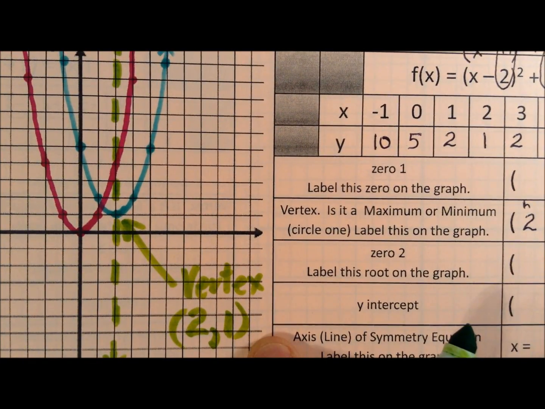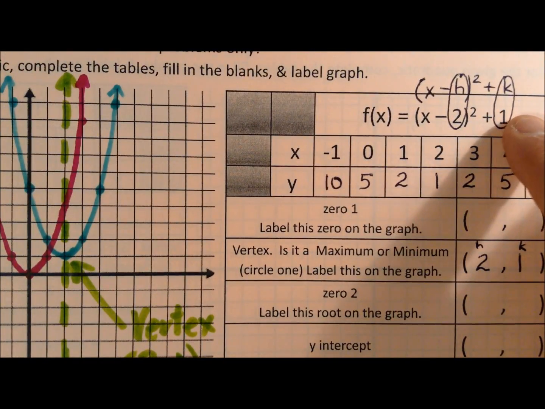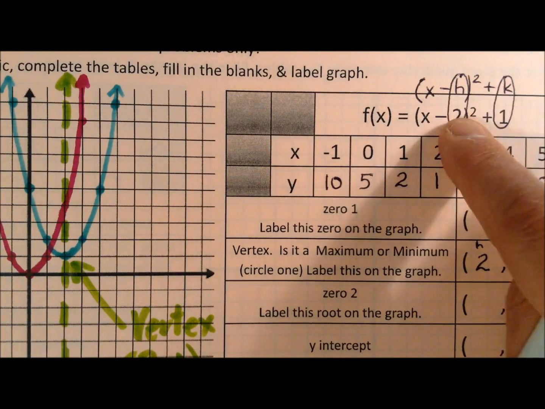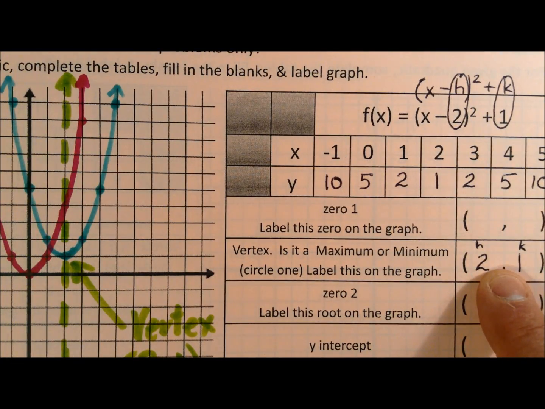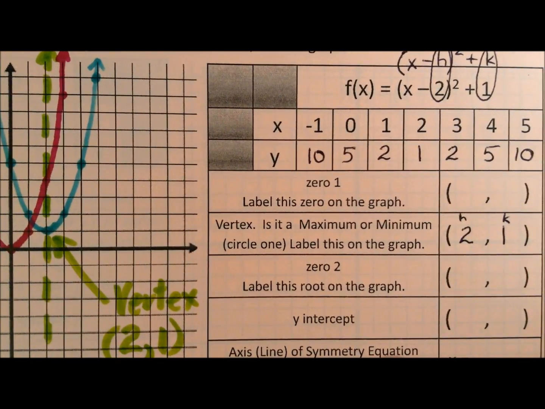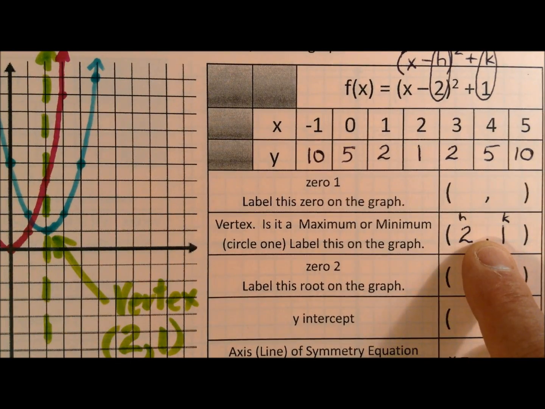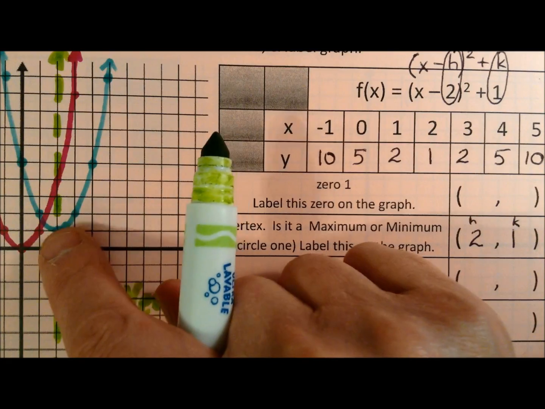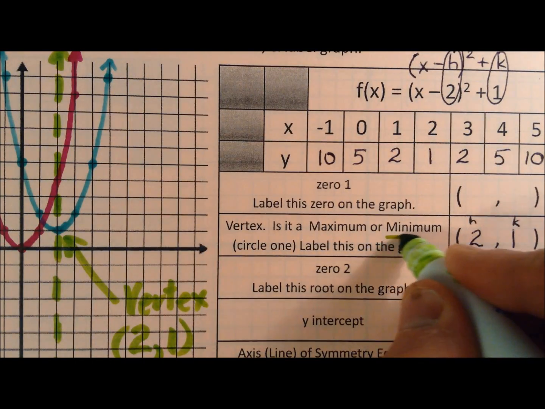Now you remember at the very beginning, because it was in that vertex form, I was able to identify h and k, which is the nickname for the vertex. We have verified that. So if we look at our graph, it's a valley, it's a low point, it is a minimum.